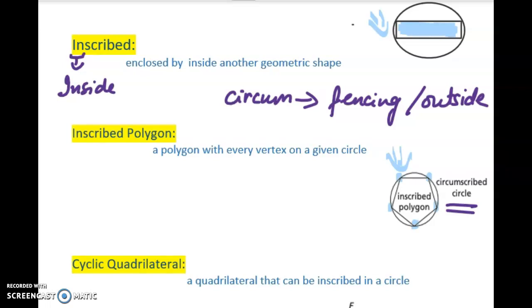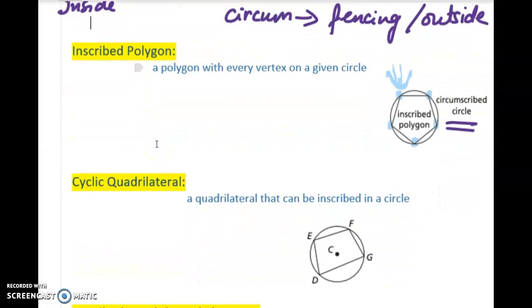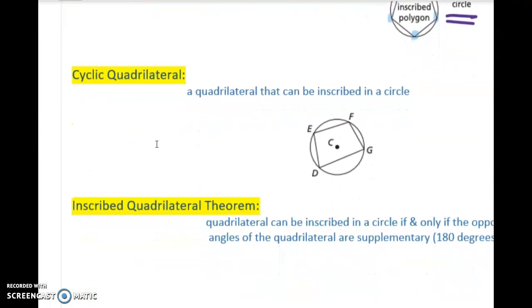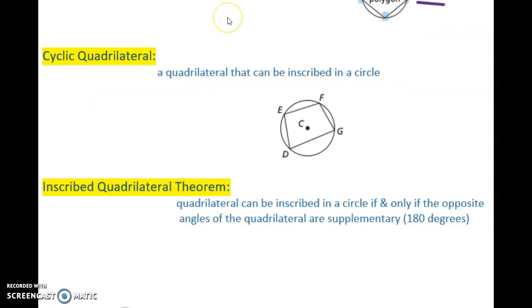So if this is clear, let's understand another term which we often talk about in these types of questions: cyclic quadrilaterals. A quadrilateral that can be inscribed in a circle is known as a cyclic quadrilateral. Because a quadrilateral is inscribed in a circle, we talk about a theorem about it. That theorem says that if there is a quadrilateral inscribed inside a circle, touching the circle with its vertices, then it can be possible only if the opposite angles of the quadrilateral are supplementary. That means they add up to 180 degrees.